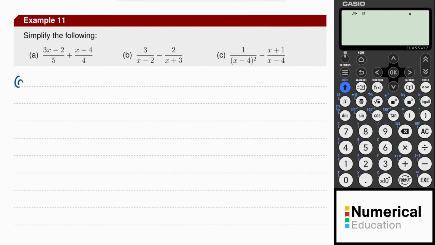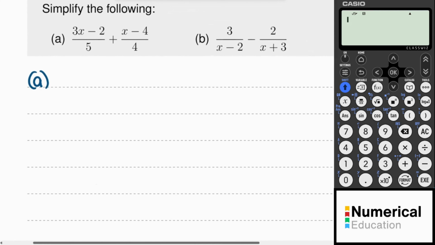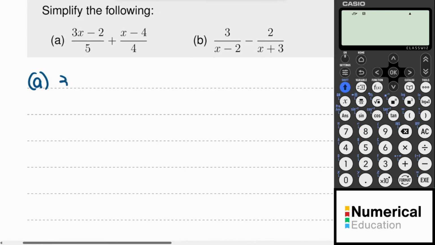So for part A, let's zoom in a little bit more. We have (3x minus 2) all over 5 plus (x minus 4) over 4. When you want to simplify these fractions, you generally want to get a common denominator. I might do the long way, showing all the key steps, and then for parts B and C, I might trim that down a little to show you just how you would set it out in an exam.